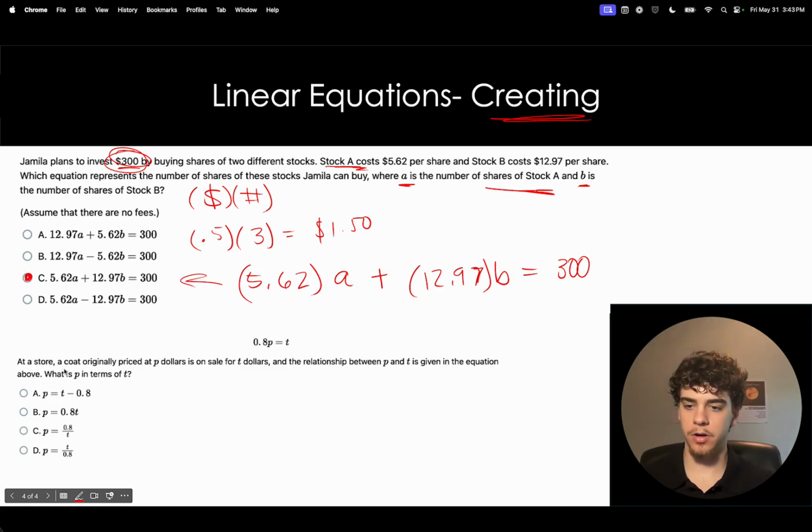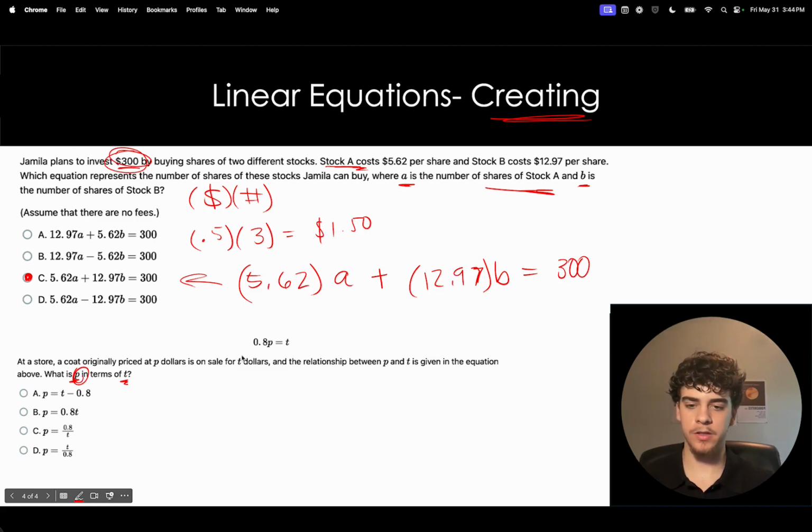Now for this second problem, it says, at a store, a coat originally priced at P dollars is on sale for T dollars, and the relationship between P and T is given in the equation above. What is P in terms of T? So when you're asked to find something in terms of something else, all that means is that the first thing that they tell you, so in this case, what is P in terms of T? We want P by itself on one side.